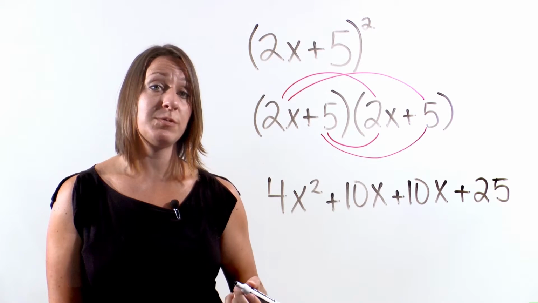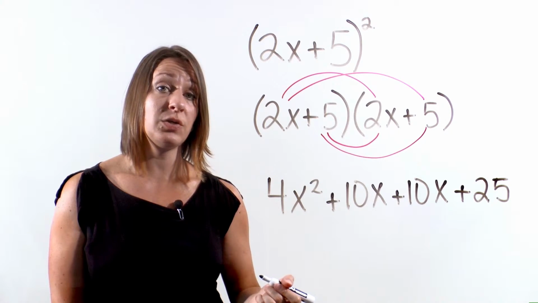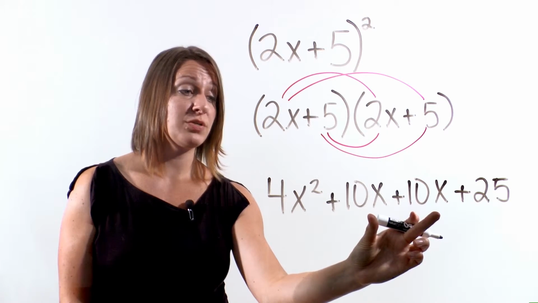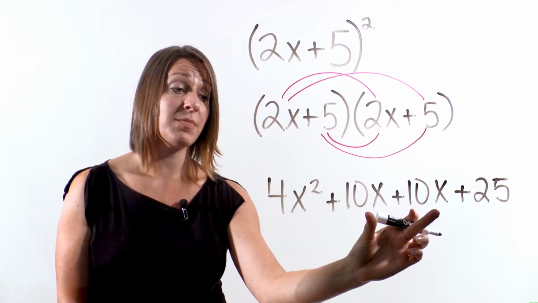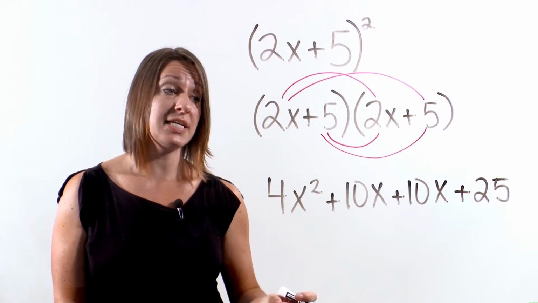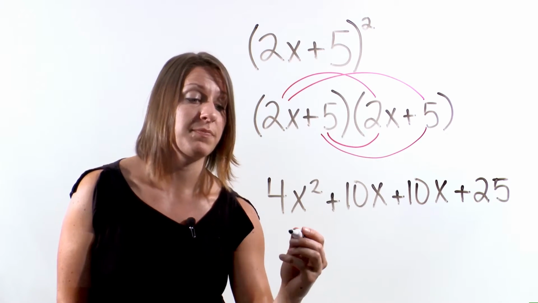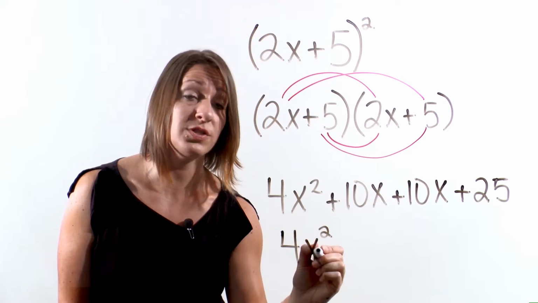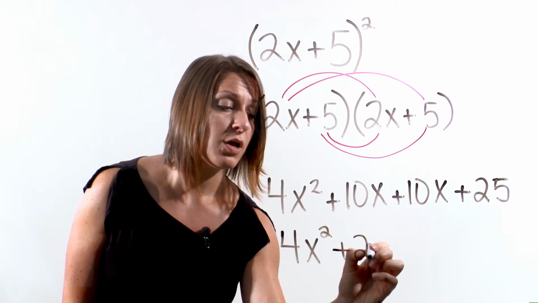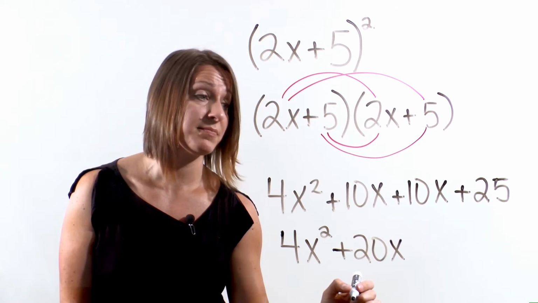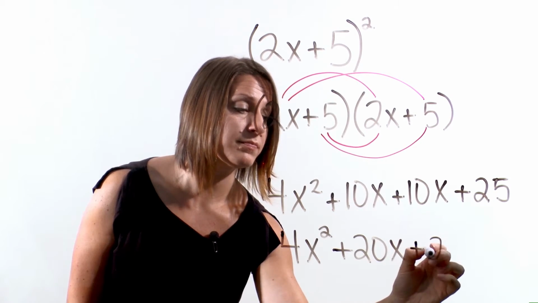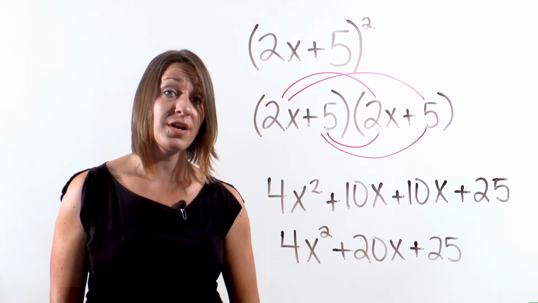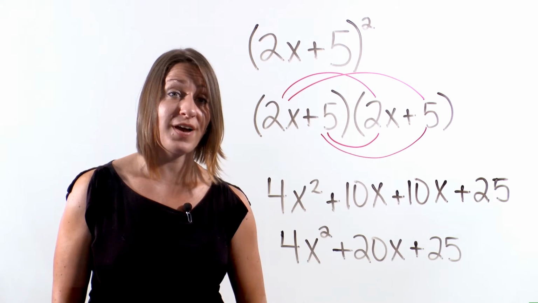Now we'll go through the same steps before we can have an answer. We'll put this in descending order and we'll collect like terms. You may already notice that we have two terms that have a variable of an x. We're going to combine positive 10x plus 10x to be a positive 20x. So we're going to keep 4x squared as our highest degree, so it's going to go first, plus 20x plus 25. So the answer to this multiplication problem is 4x squared plus 20x plus 25.